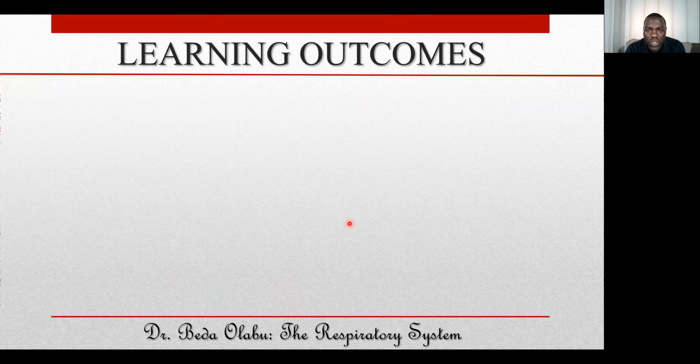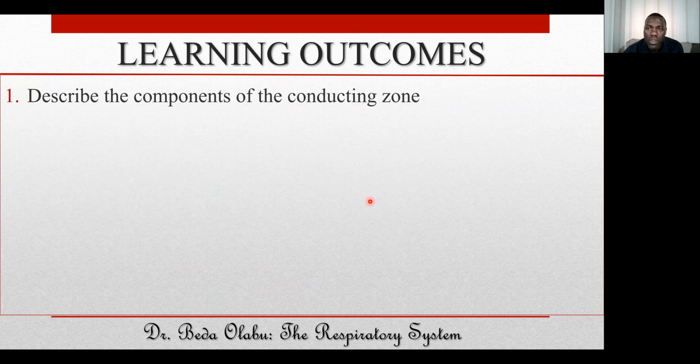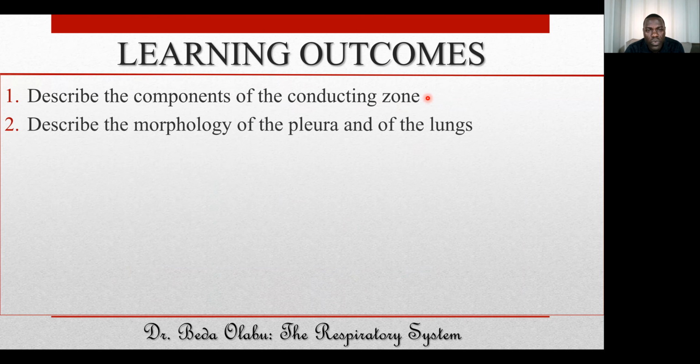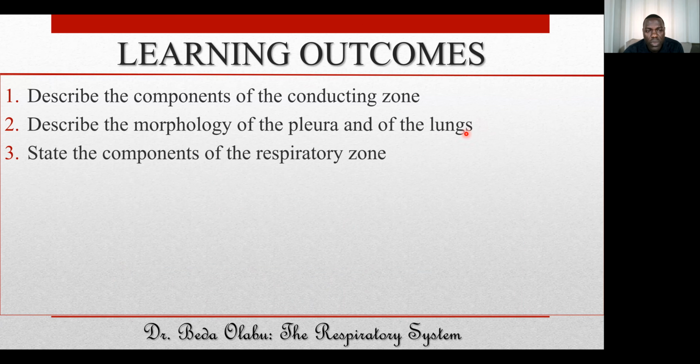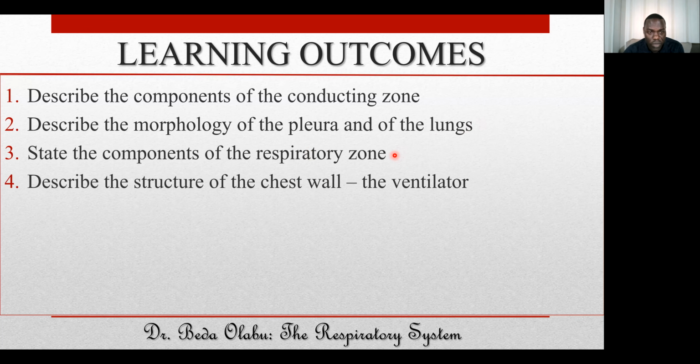So therefore, in today's lecture, what are the specific objectives to talk about? We will be describing the components of the conducting zone. We will also be describing the morphology of the pleura as well as that of the lungs. We will also talk about the components of the respiratory zone. And we'll talk about the structure of the chest wall, the chest wall being the ventilator, as I've already told you. These four are the ones we'll handle this morning.